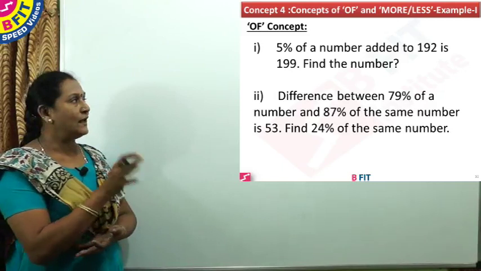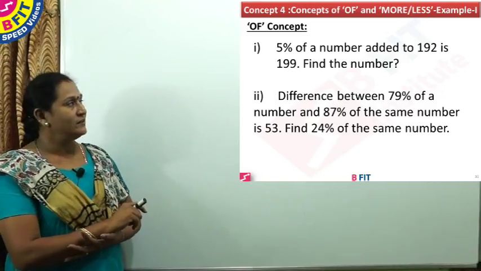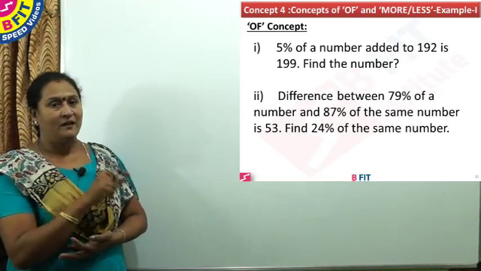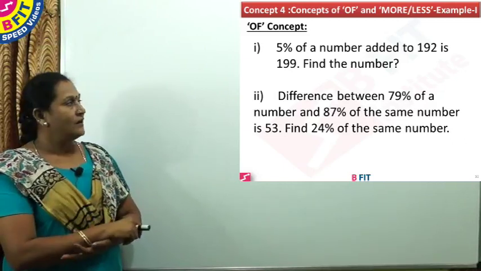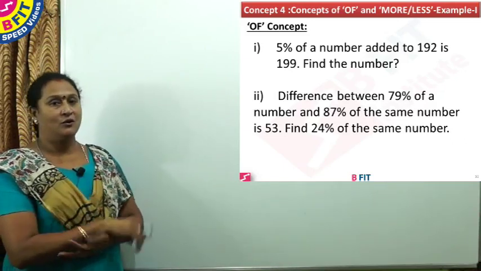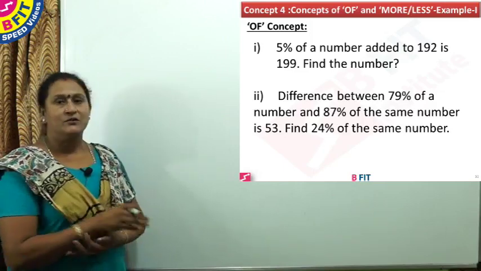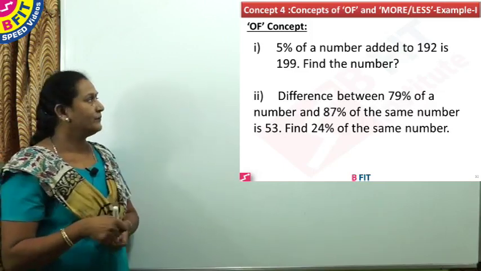The result is 199. So what is the increase? It is increased by 7, which means that 5% of the number is 7. And we need the number on the whole, that is 100%. So we'll see the working.